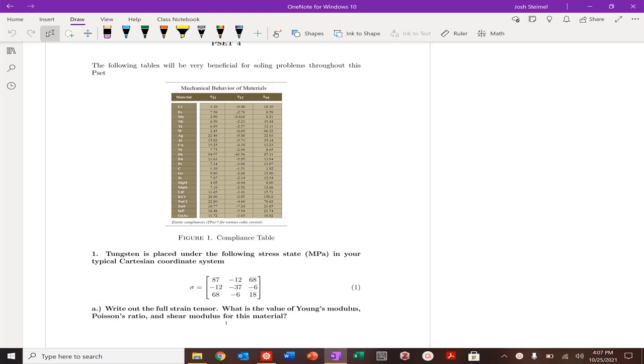And we are back, and we are going to do problem set 4 solutions. So we are working with tungsten. Tungsten is W here. It is a cubic material.